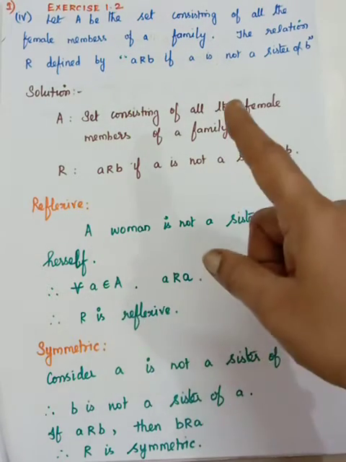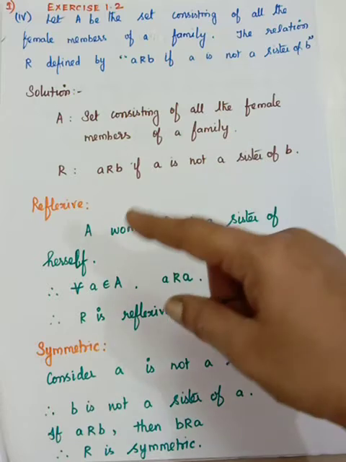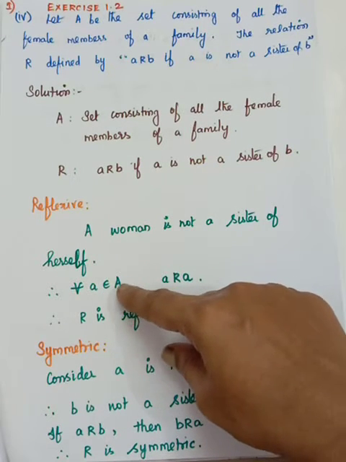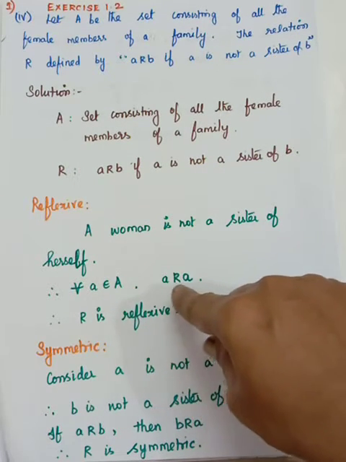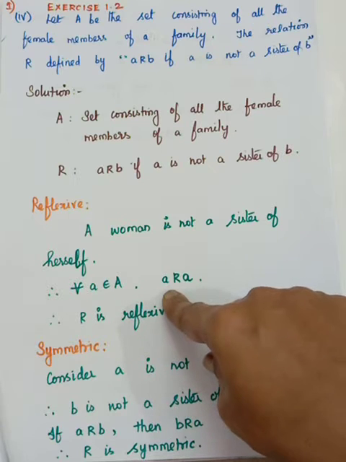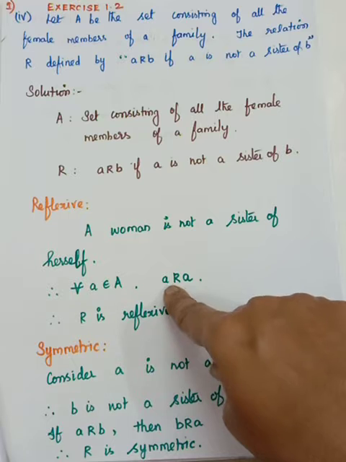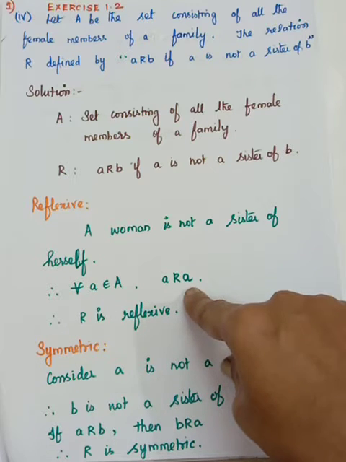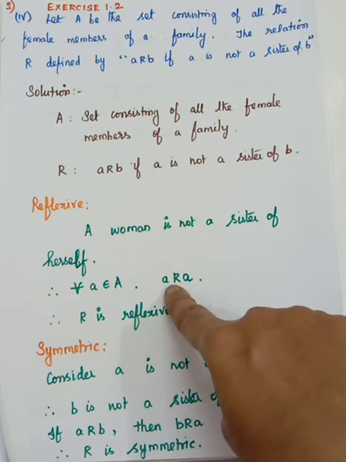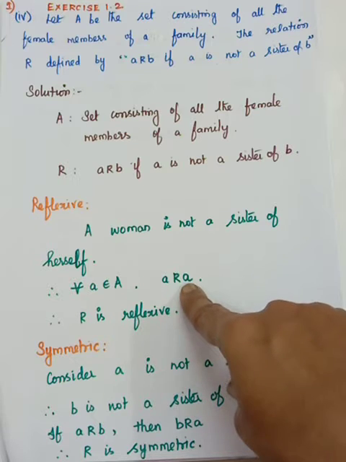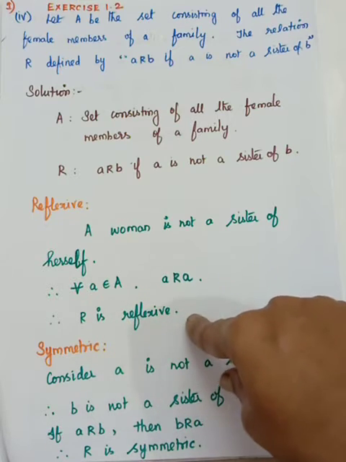Here, if you consider all the female members from the set, a woman is not a sister of herself. So a is not a sister of a. Now we can very well say a is related to a. So therefore R is reflexive.